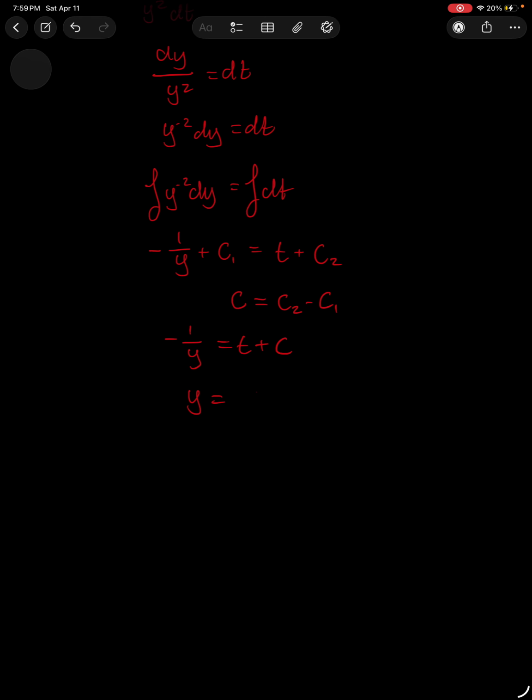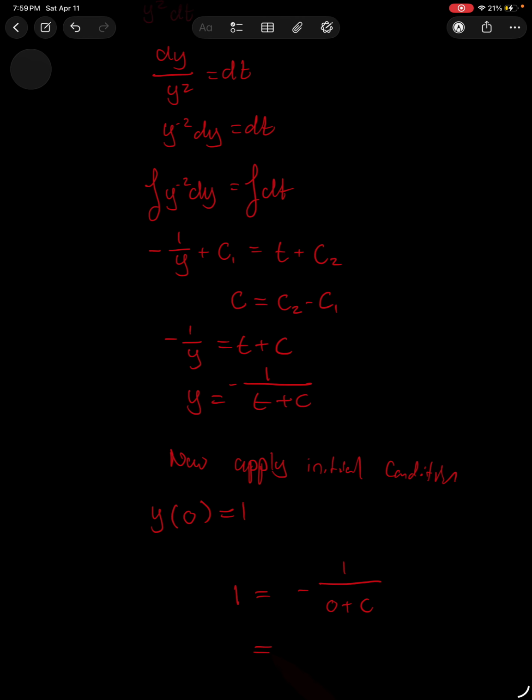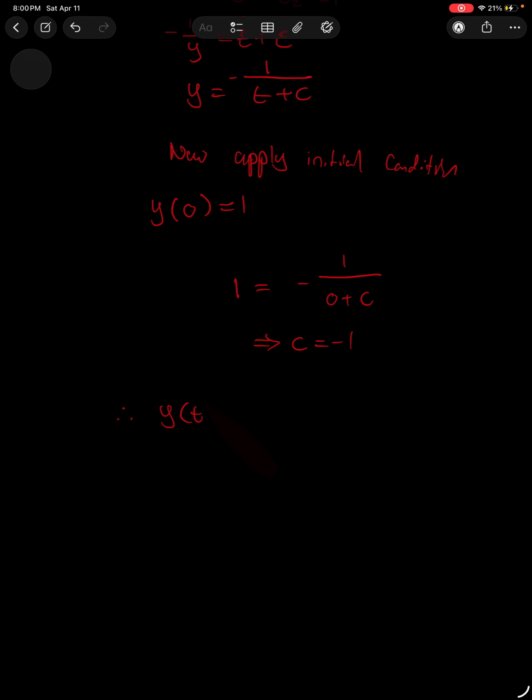And y, therefore, is the opposite of 1 over t plus c. Now, apply the initial condition. The initial condition was y of 0 is equal to 1. And we find that 1 is equal to the opposite of 1 over 0 plus c, which means that c is equal to minus 1. And therefore, y of t is equal to the opposite of 1 over t minus 1, which is 1 over 1 minus t. And some of you may have seen this before. This is the witch of Agnesi.